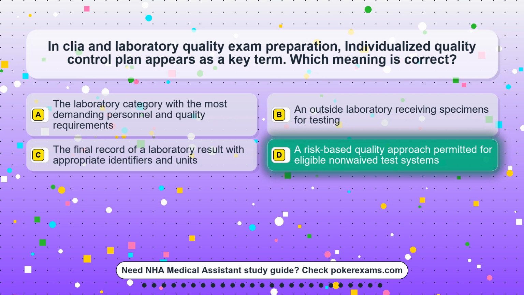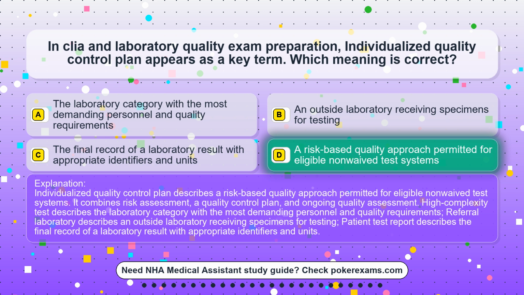The correct answer is option D. A risk-based quality approach permitted for eligible non-waived test systems. Individualized quality control plan describes a risk-based quality approach permitted for eligible non-waived test systems. It combines risk assessment, a quality control plan, and ongoing quality assessment. High-complexity test describes the laboratory category with the most demanding personnel and quality requirements. Referral laboratory describes an outside laboratory receiving specimens for testing. Patient test report describes the final record of a laboratory result with appropriate identifiers and units.